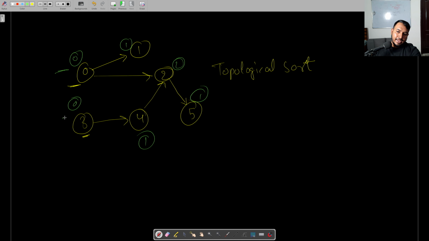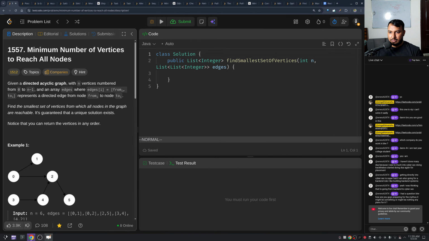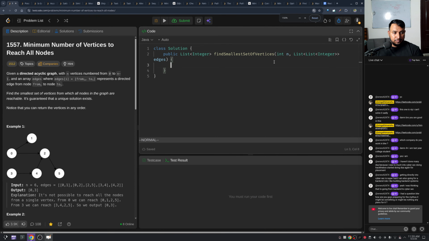So any node that has an in degree of 0, that means there is no edge going into that node, that vertex is required to traverse all of its neighbors, right? So you count the in degree. If the in degree is 0 for any node, you make it a necessary node, like what the question says. So let's solve this question. This should be a pretty simple question to solve.